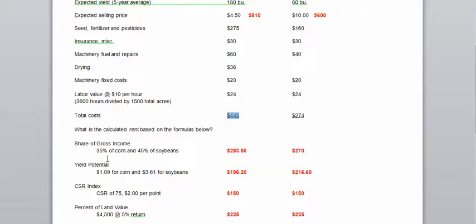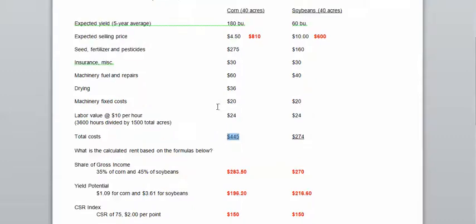Share of gross income. We use this example of 35% of gross income for corn and 45% for soybeans. So what you simply do there is take 35% of the gross income. For corn it was $810. So 35% of $810 is $283.50. Okay, we'll take 45% of our soybean gross income of $600, and that gives us a $270 cash rental rate.